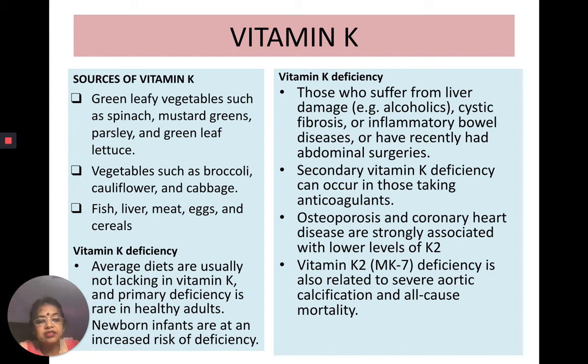Secondary vitamin K deficiency can occur in those taking anticoagulants. Osteoporosis and coronary heart disease are strongly associated with lower levels of K2. Vitamin K2 deficiency is also related to severe aortic calcification and all-cause mortality. So, vitamin K is a very important fat-soluble vitamin obtained from green leafy vegetables, involved in the production of proteins involved in blood coagulation, as well as proteins involved in the metabolism of bones and certain tissues.